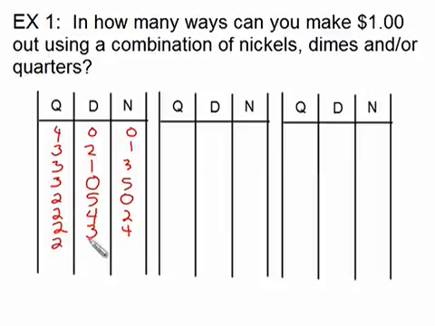So we could have 2 quarters with 2 dimes, which would be 6 nickels. And then 2 quarters with 1 dime, which would be 8 nickels. And then 2 quarters with no dimes, which would be 10 nickels. So that's all the combinations of 4 quarters, 3 quarters, and 2 quarters. So I'm going to move over here for 1 quarter.